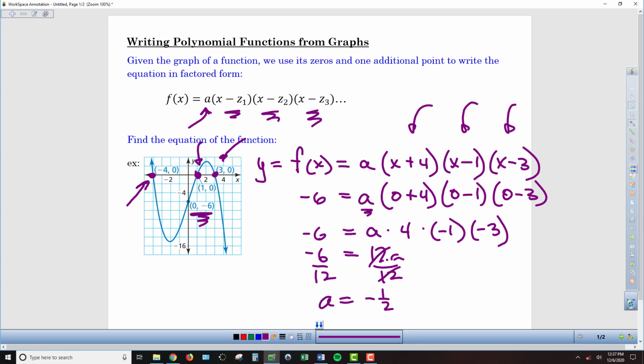And so now, in factored form, we can write our function as f of x or y equals, and now we've got -1/2 times x plus 4 times x minus 1 times x minus 3. So we've got our function written out in factored form. We've got all the factors instead of multiplying them all out, but now we figure out what that coefficient a is. And we can also kind of confirm by looking at the graph that this answer is probably correct, because we can see that we're going up on the left and down on the right, which would correspond to a negative leading coefficient, which is exactly what we have here.